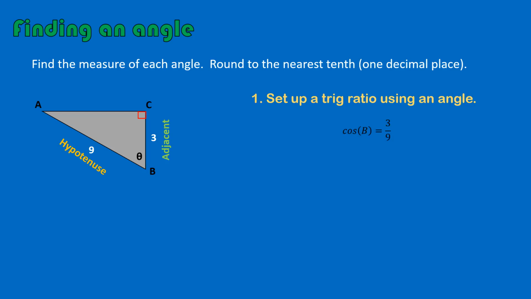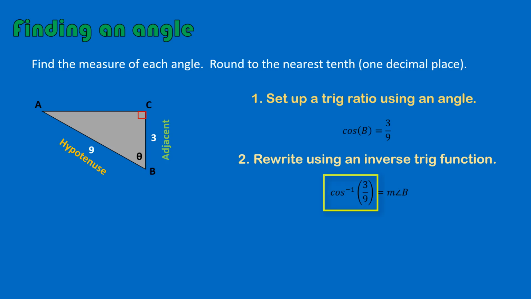So set up my ratio. Cosine of B equals adjacent over hypotenuse, or 3/9. I'm going to take that, I'm going to write that as an inverse, switching the positions of the ratio and the angle and adding that -1. So cosine inverse of 3/9 equals the measure of angle B. And once I have this, the expression on the left here has a value attached to it, so I can put that into my calculator. Calculate. Second cosine 3 divided by 9, hit enter. 70.5 degrees is the measure of angle B.